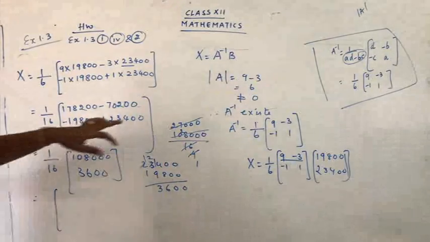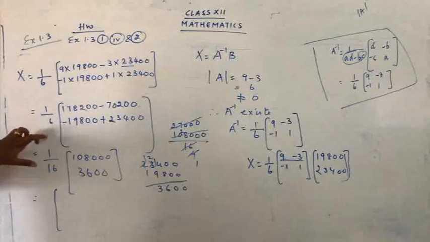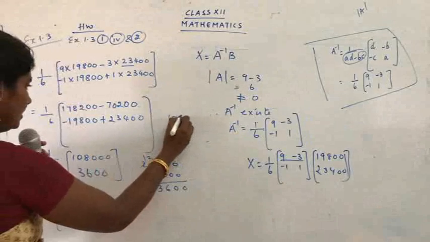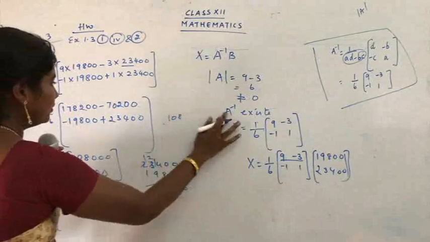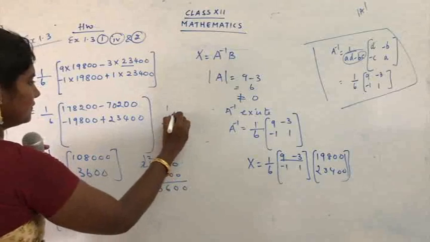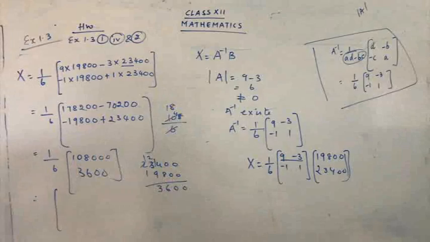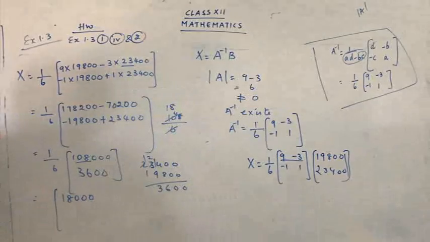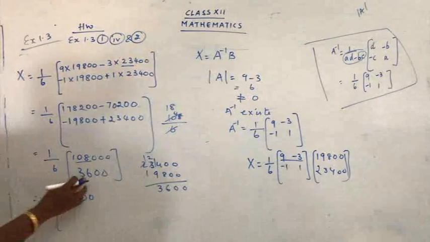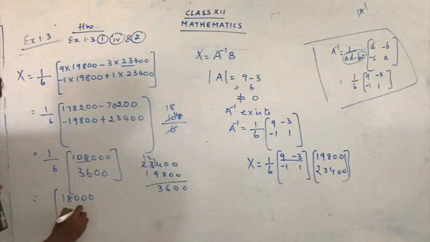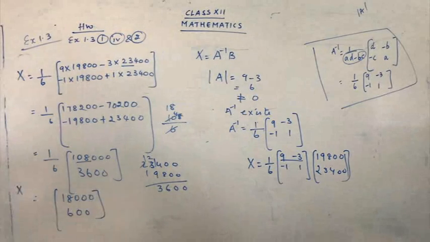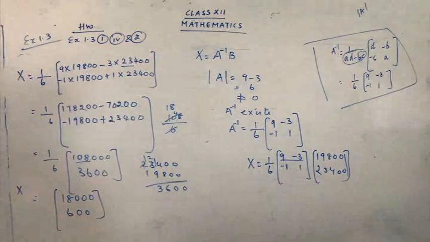Oh, what's the determinant here? 6, student. So we have taken 6, yes, so we have divided by 6. So 108 divided by 6. No need to take that 0 part. 6 ones are 6, 4 is left, so 8. So this is 18 and 3 zeros are left, so 18,000. And again divide by 6 here, so 3,600 by 6 gives 600. So this is the value for x. So x is equal to 18,000.